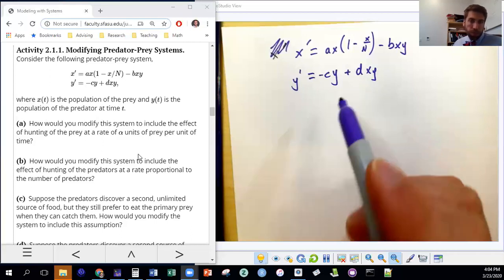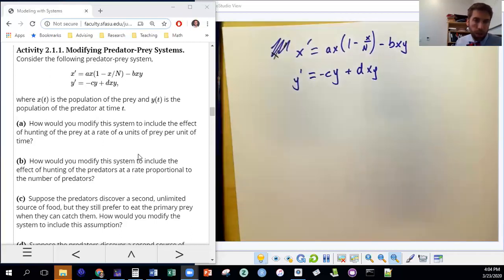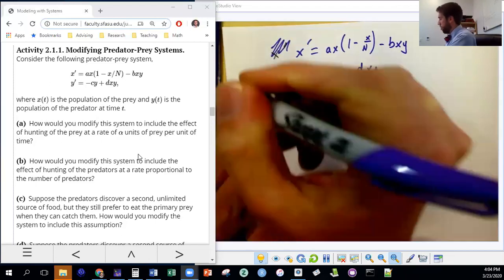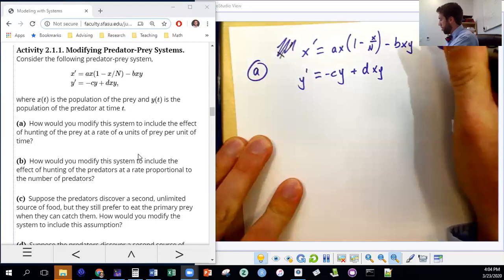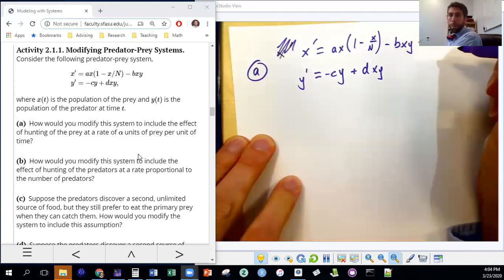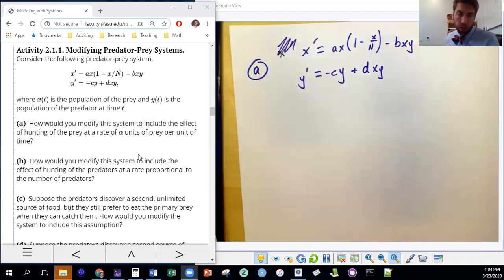So here, we want to modify the system so that we're hunting the prey at a rate of alpha units of prey per unit time. For part A, we just want to say minus alpha. If the prey is, say, deer, then we're giving out this many hunting licenses a year, so we're pretty sure that many deer will be killed each deer season. That sort of thing.